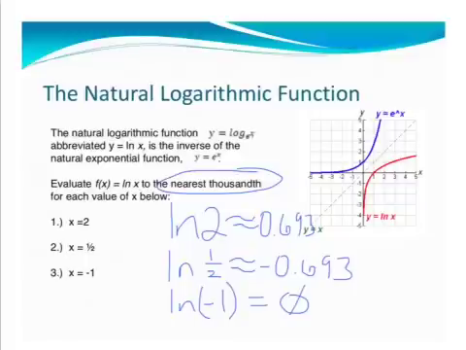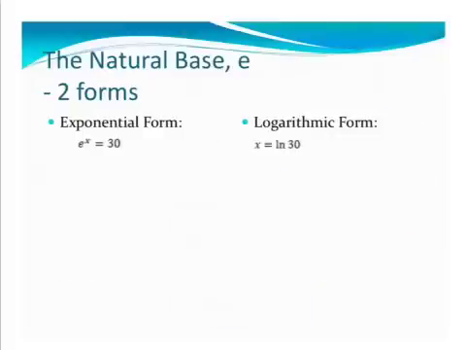Now let's take a look over at this graph that we have. This is e to the x, and this is natural log of x. They are inverses of one another. So much like the inverse operations, multiplication and division, addition and subtraction, or squaring and square roots, they undo one another. And that's going to tie into this next part here.